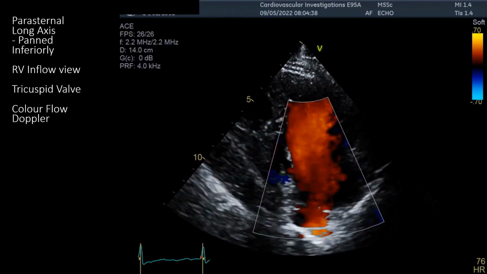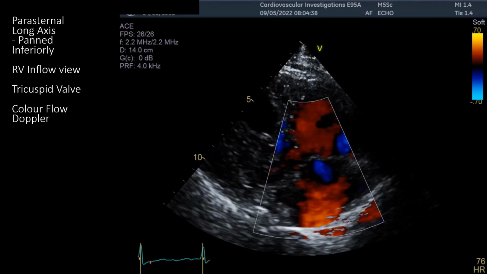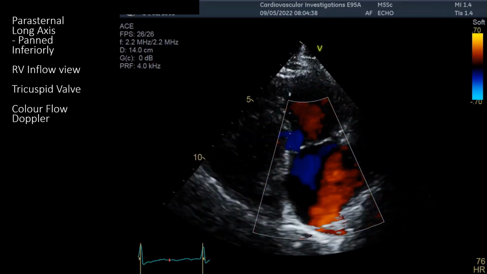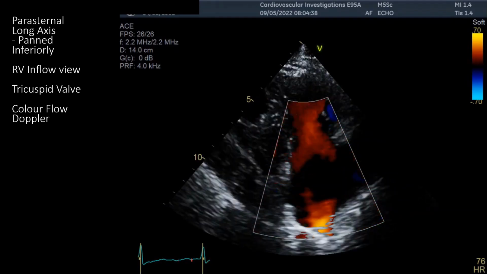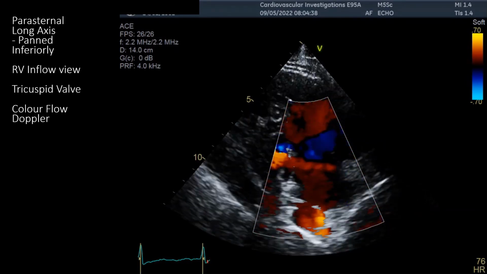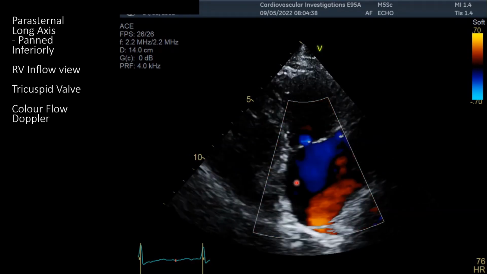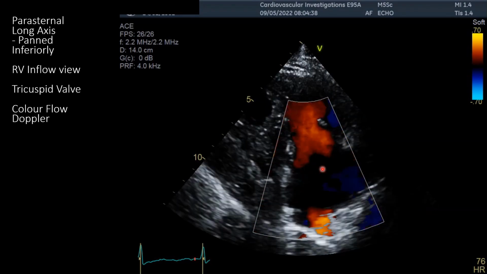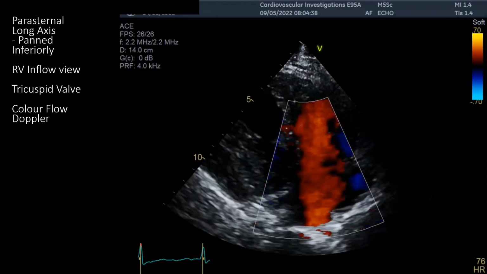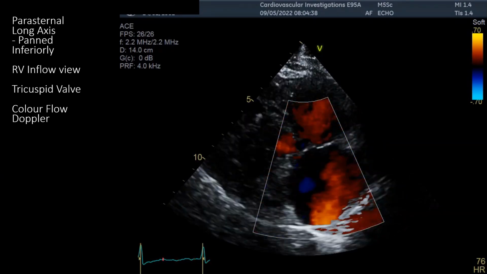Again, flow towards the probe marker is red and away from the probe marker is blue. In this case, there's only the very tiniest amount of trivial tricuspid regurgitation that can be seen as a small blue jet in the middle of the tricuspid valve during ventricular systole.